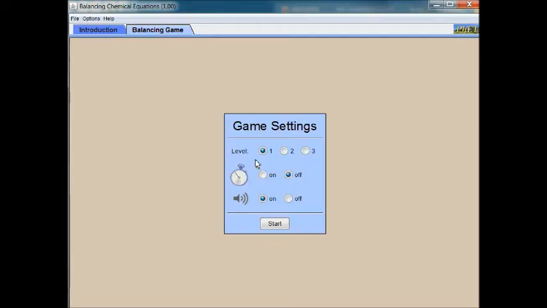A real positive aspect of this program is the balancing equations game. This is an interactive and fun way for students to practice balancing equations. The differing levels of difficulty cater to students of all abilities, so nobody is excluded.